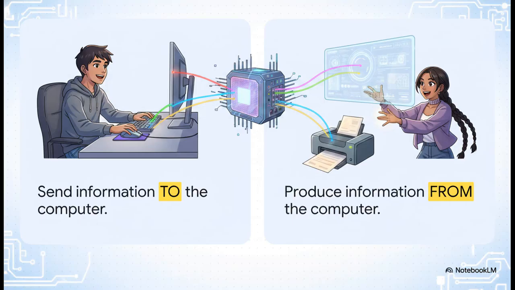This is really where the rubber meets the road, how you and I actually interact with these incredible machines every single day. It helps to conceptually separate the flow of information here like a two-way street. On one side, you have input devices. These are designed specifically to send information to the computer. You are pushing data into that digital brain. On the flip side are output devices. These produce or display information from the computer back to the user. So input pushes in and output pulls out.